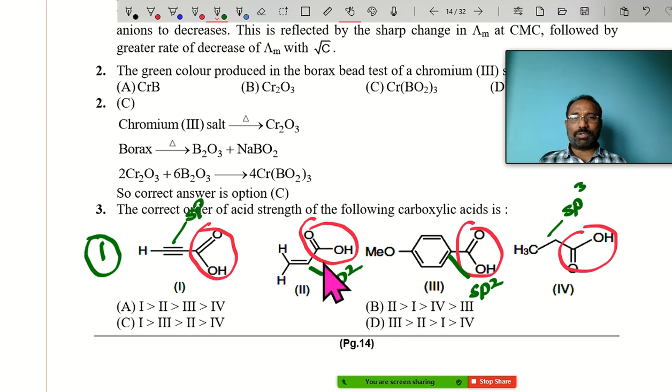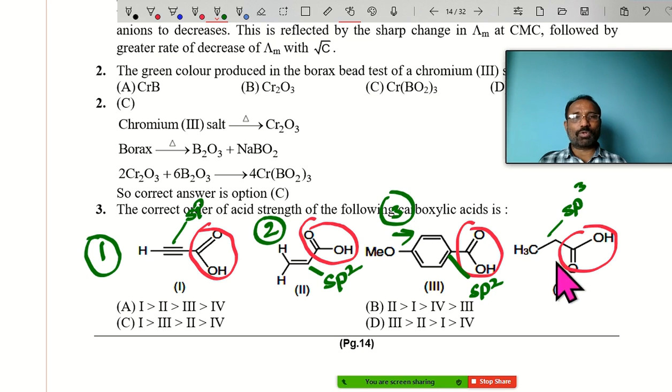Next, you observe the second and third. In both cases, the COOH group is attached to the sp2 carbon. But in case of the third option, this OMe, that is the methoxy group, is an electron releasing group. So due to the electron releasing group, the acidic strength decreases. Electron withdrawing groups increase the acidic strength. Electron releasing groups decrease the acidic strength. Therefore, this is the second one. This is the third one.